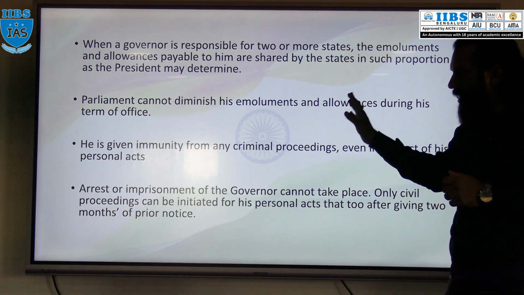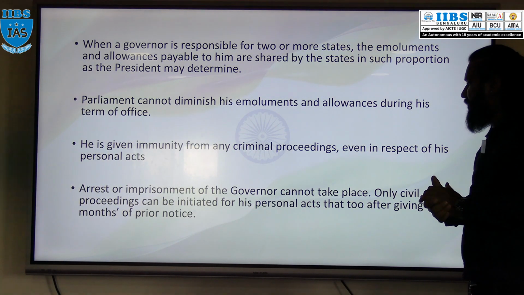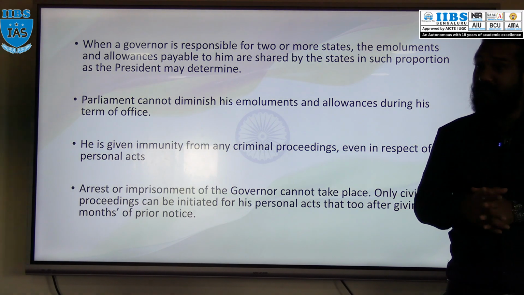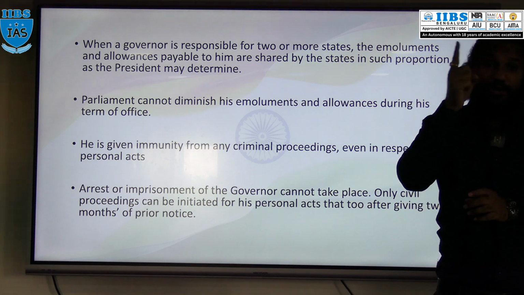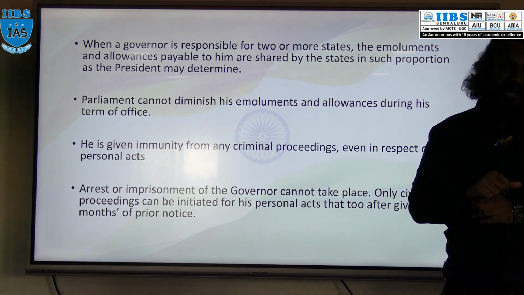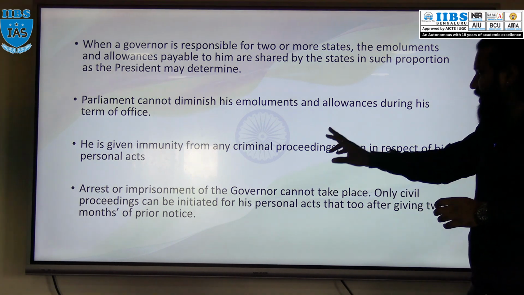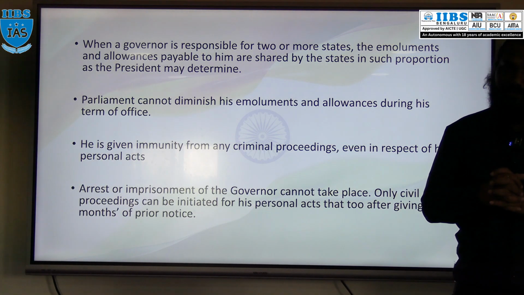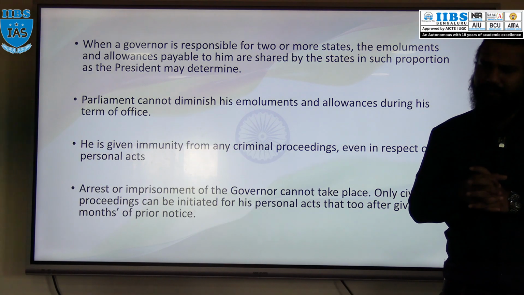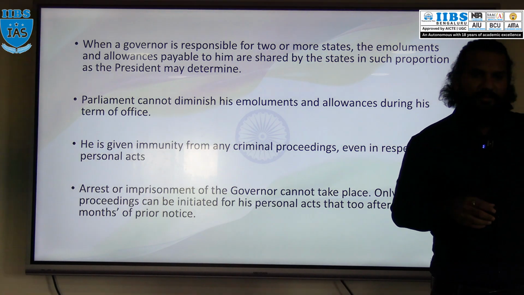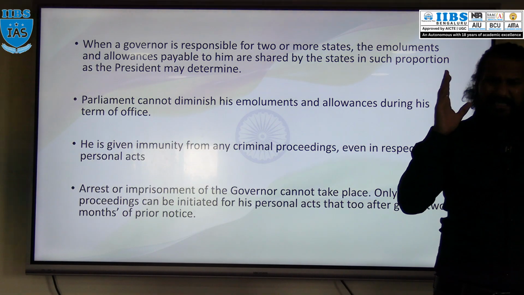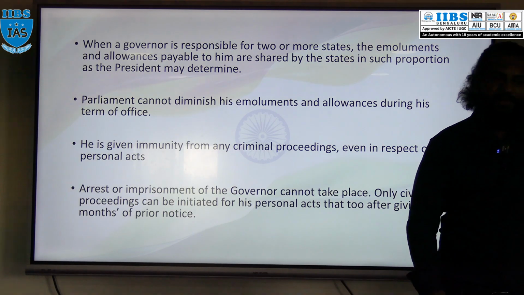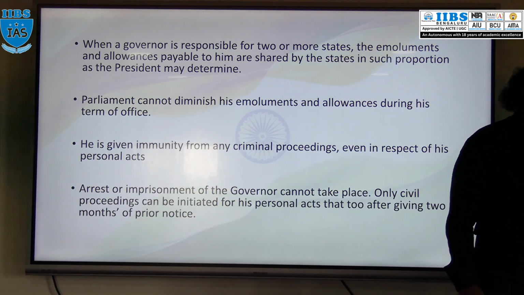So same also here. The governor also has immunity from criminal proceedings. Criminal cases cannot be filed. But regarding civil cases, civil proceedings can be initiated against the governor only after giving 2 months prior notice. Same like the President we discussed, right? Article 361. So it is applicable to the governor also.